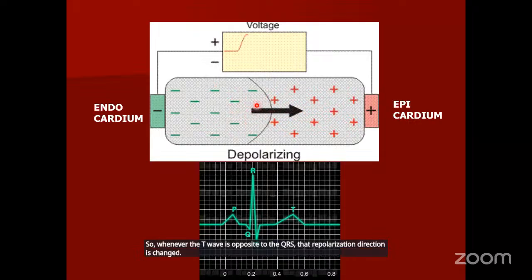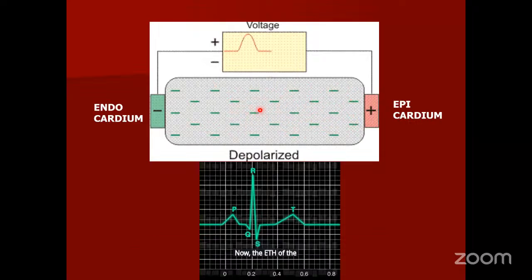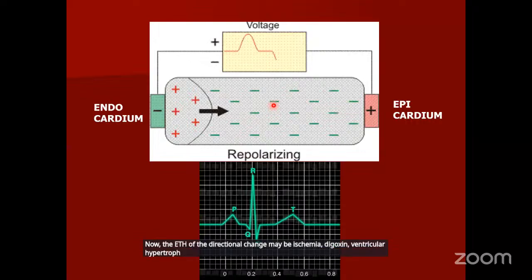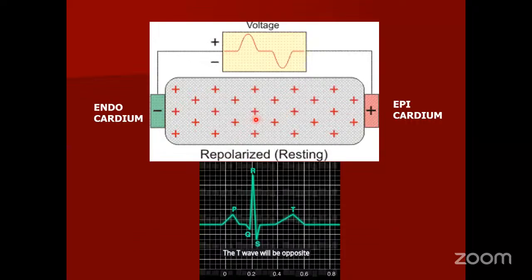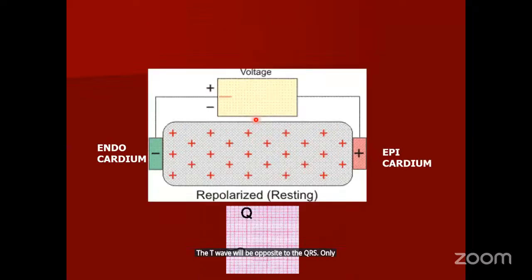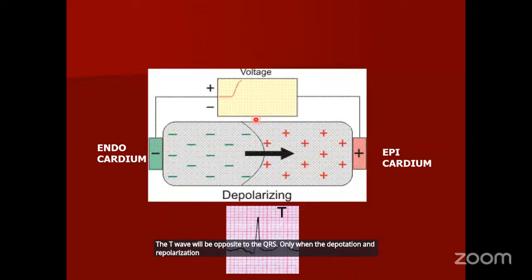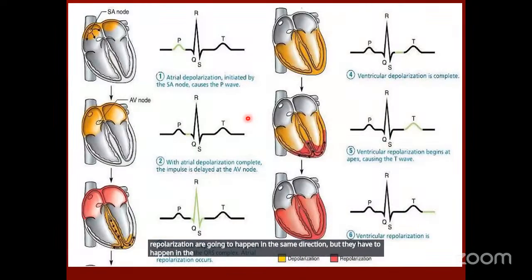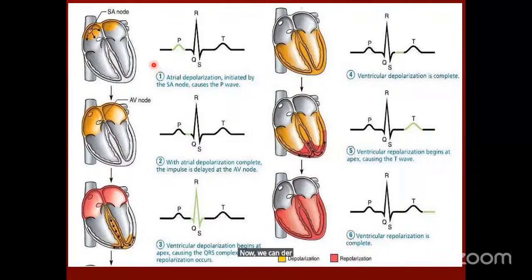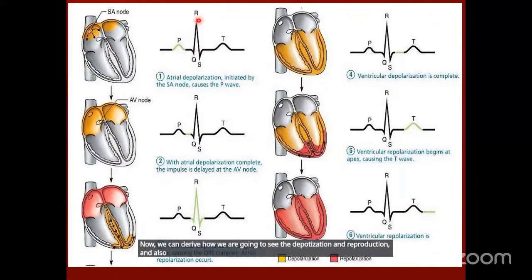The etiology of the directional change may be ischemia, digoxin, ventricular hypertrophy, and so on. But the principle you have to understand is the T wave will be opposite to the QRS only when the depolarization and repolarization are going to happen in the same direction, but they have to happen in the opposite direction.